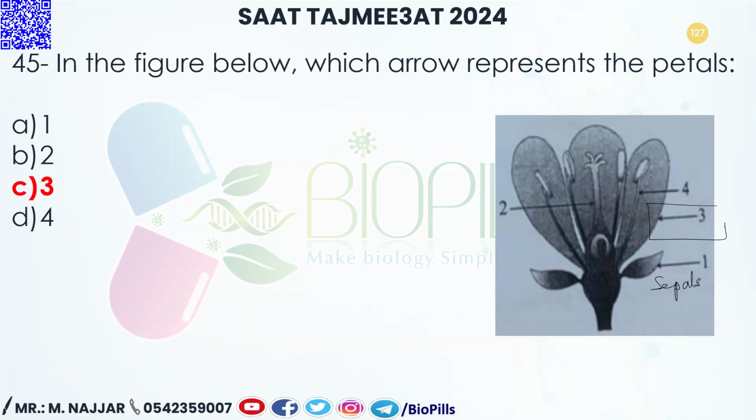And here is the stamen that is made up of anther and filament. And this is the female organ. The female organ is made up of stigma. This is called style. And this is called ovary. All of them make what is known as carpel or pistil.